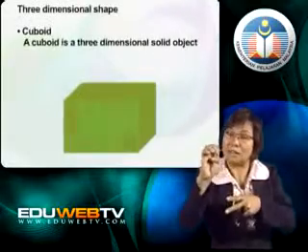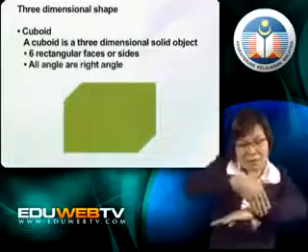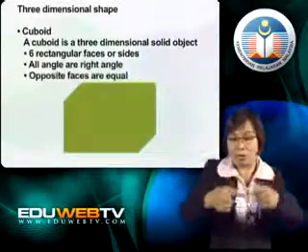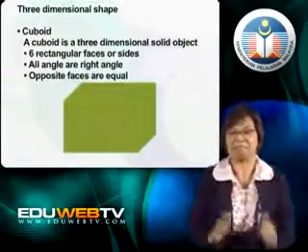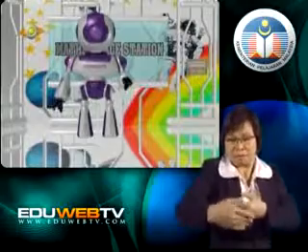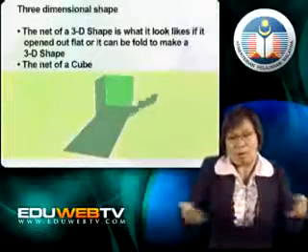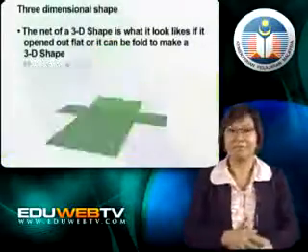A cuboid is a solid figure that has 6 rectangular faces or sides. For a cuboid, all angles are right angles and opposite faces of a cuboid are equal. The net of a three-dimensional shape is what it looks like if it is opened out flat, or it can be folded to make a three-dimensional shape. Here is the net of a cube. And here is the net of a cuboid.